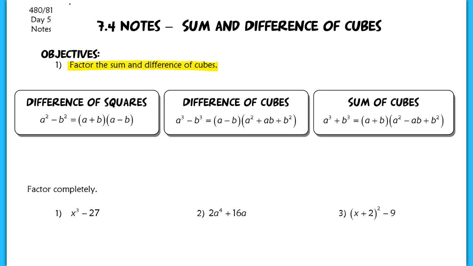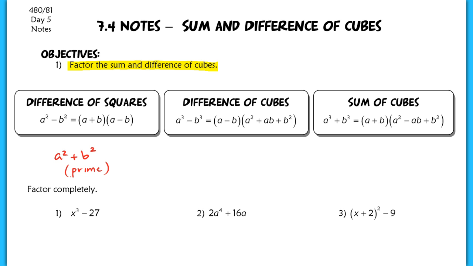So we've already dealt with difference of squares. We factored stuff in this form, a squared minus b squared, and we know that when we see something like this, we can write it as the product of two factors, a plus b and a minus b. We also know that there is no sum of squares, meaning we cannot factor a squared plus b squared because that's prime.